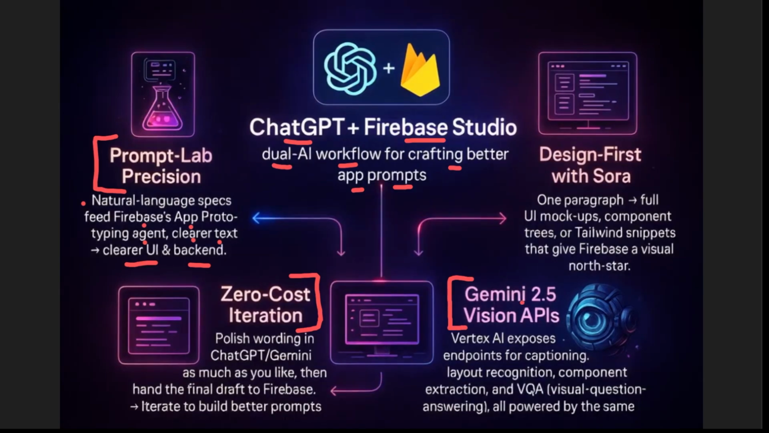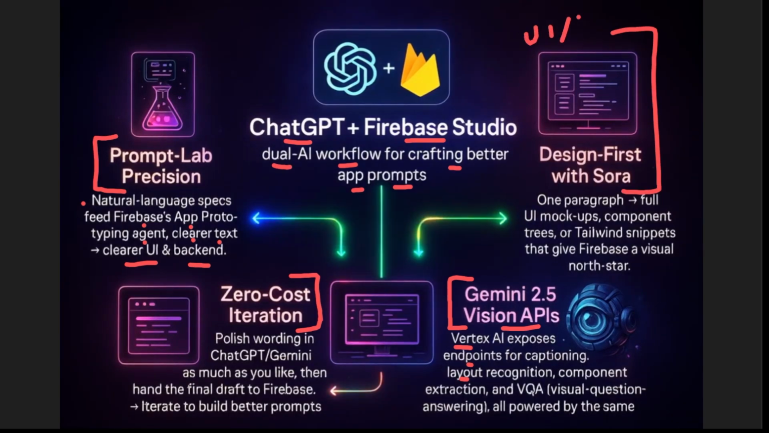Important to say that Gemini 2.5 has vision APIs like Vertex AI. This AI exposes endpoints for captioning, layout recognition, component extraction, and visual question answering, all powered by the same model. And design first with Sora. The idea is to design the UI and UX with Sora. The idea is to prototype with one paragraph or more the UI mockups, component trees, so the Tailwind and the CSS.